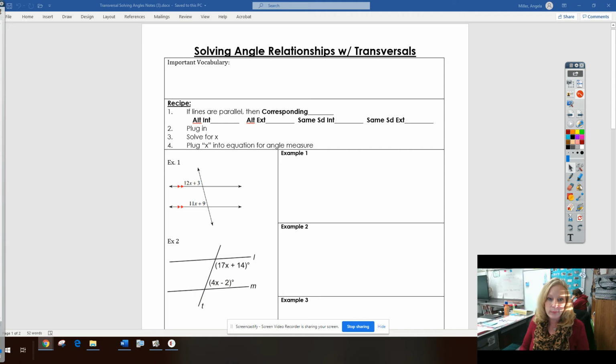Hi. Okay, so today we're going to talk about solving angle relationships with transversals. And let's talk about some important vocabulary that we need to remember. This is all vocabulary that we've learned, but let me just do a quick refresher.